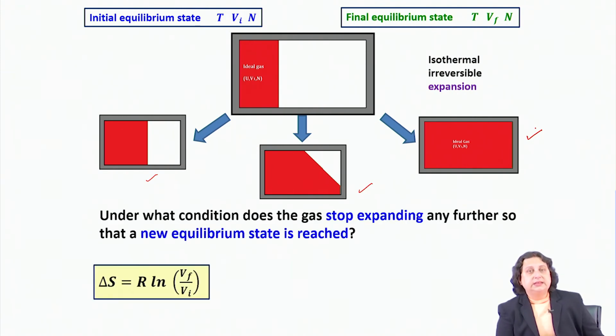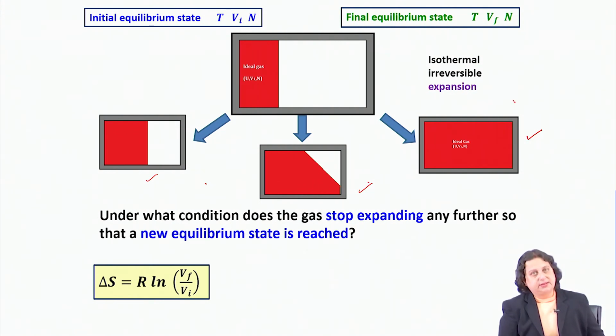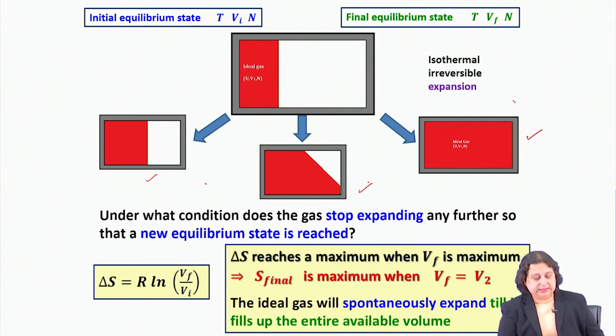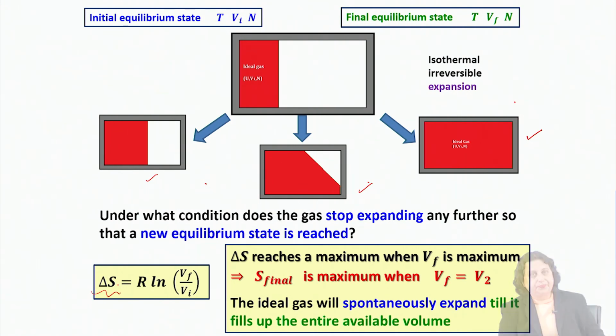Here, I understand that delta S goes on increasing as the final volume is larger than the initial volume. In all these cases, delta S is greater than 0. But when is the new equilibrium state reached? Under the given condition, when the entropy value reaches a maximum. So in this case, I have to look for the situation where delta S becomes a maximum. Now delta S, what is that value here? That is S final minus S initial.